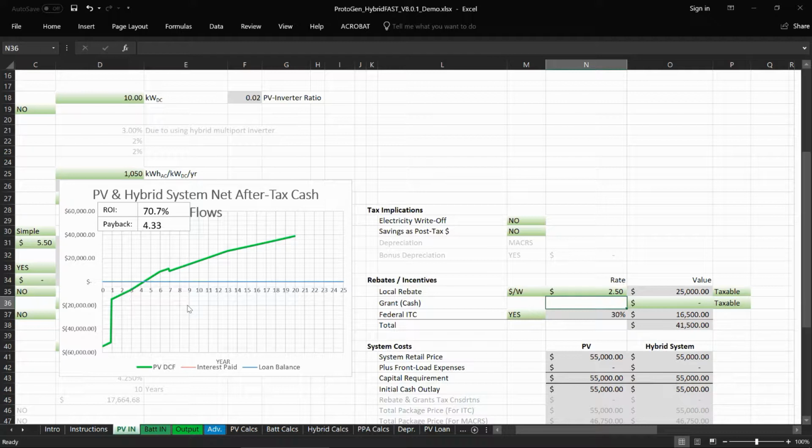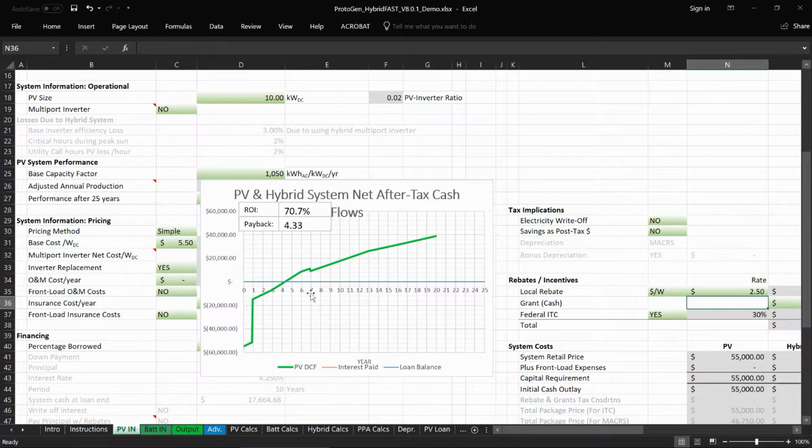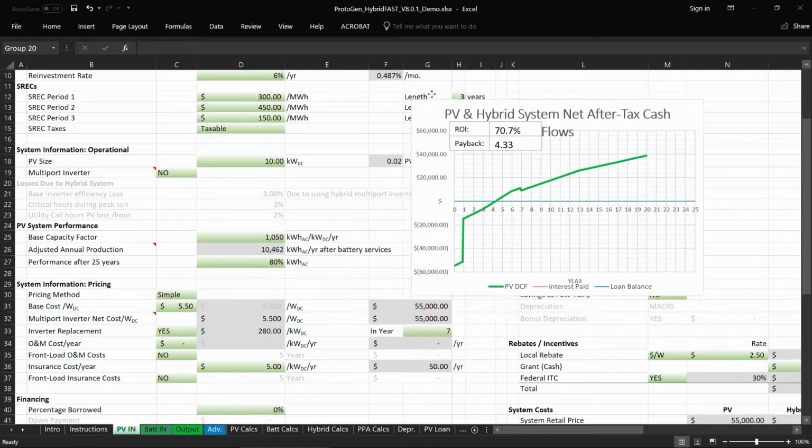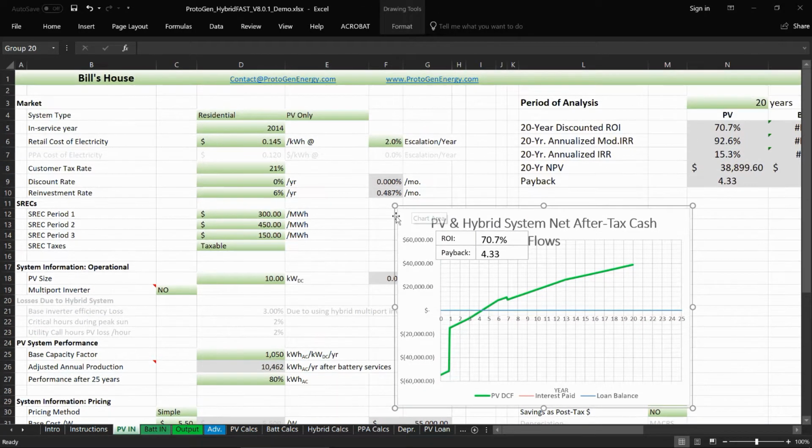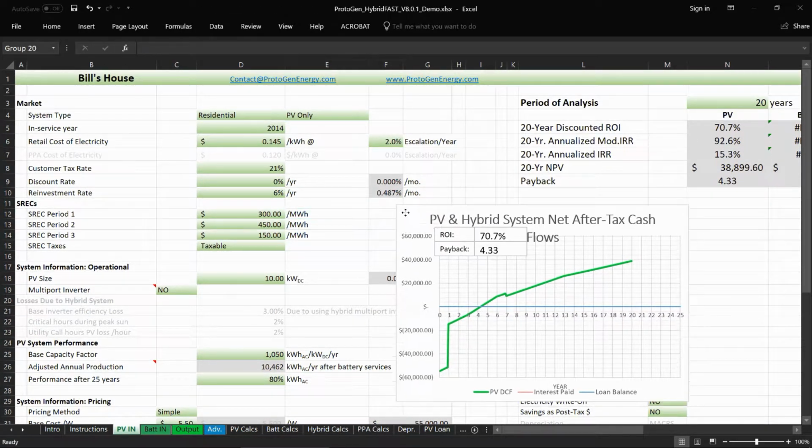So now this system, even at a fairly expensive installed price by today's standard, is paying back in the middle of between years 4 and 5. Sounds like a pretty stellar investment. And indeed it was. There's absolutely nothing wrong with that. But let's take a look at another little exercise of the SREC market crash.